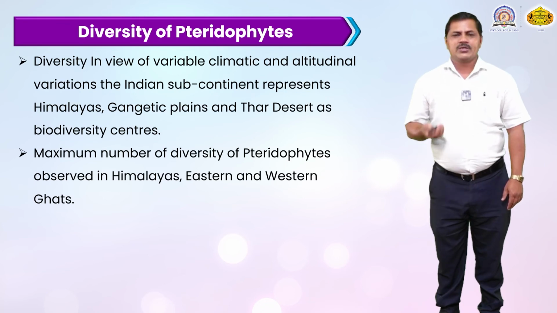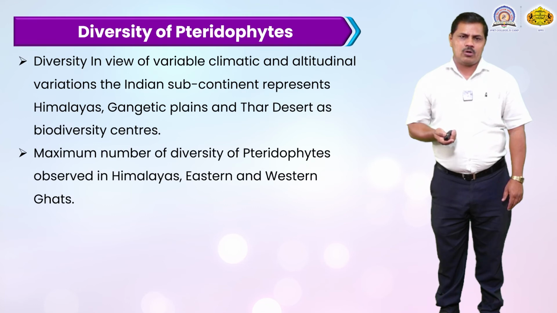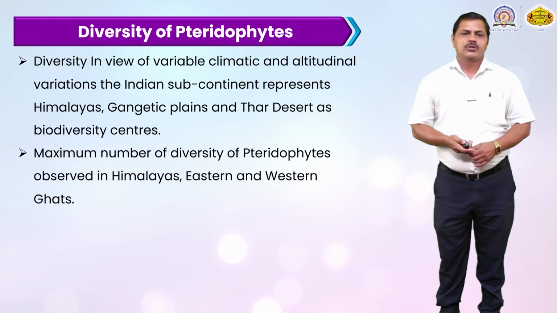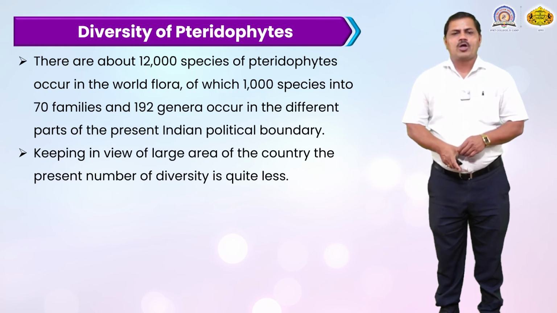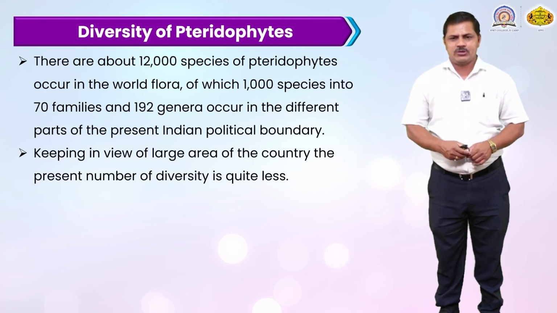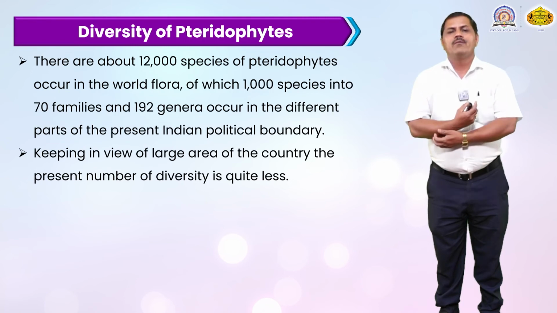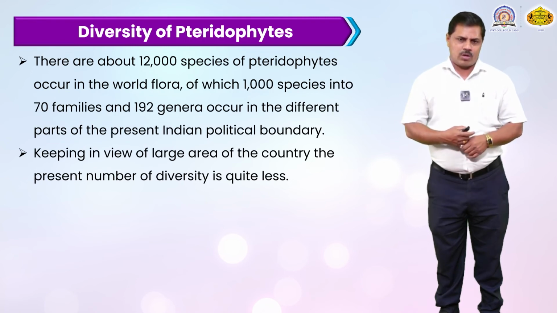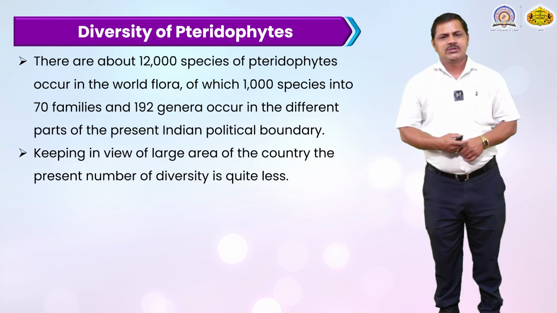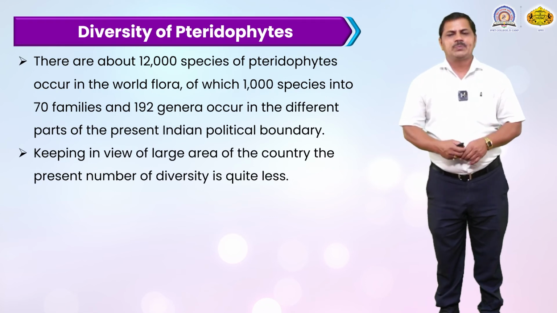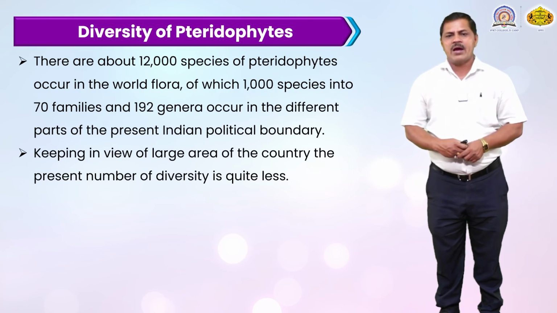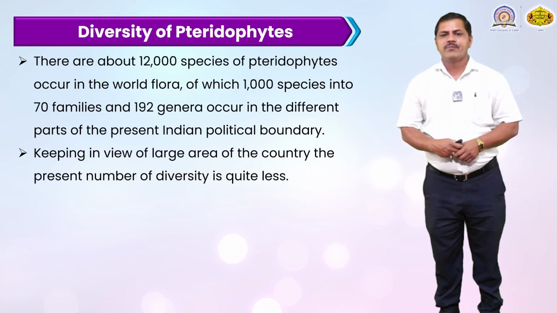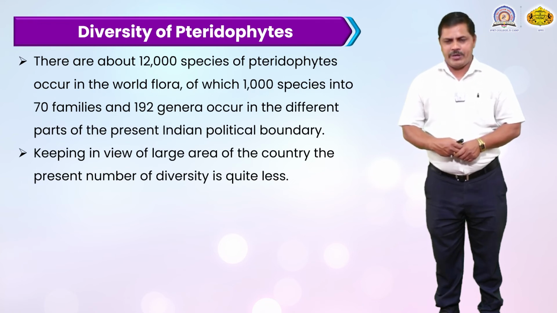...or the eastern or western region of the Ghat in Maharashtra, as well as in Karnataka and also in Tamil Nadu. In pteridophytic plants, about 12,000 different species occur worldwide. Of these 12,000 species, about 1,000 species, in 17 families and 120 genera, occur in different parts of the present Indian political boundary.